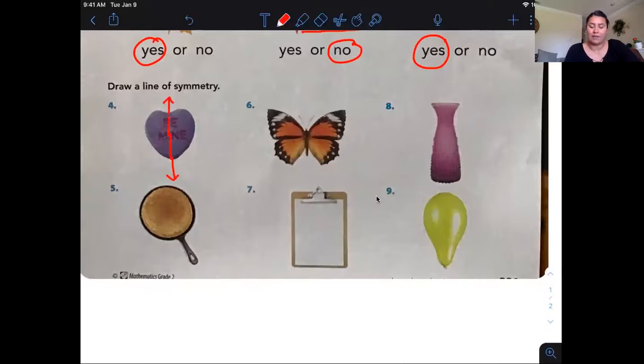All right, let's look at number 5. If I divide this pancake like this, would it be a line of symmetry? Well, no, because the handle. All right, so how can we divide it? Oh, I know.